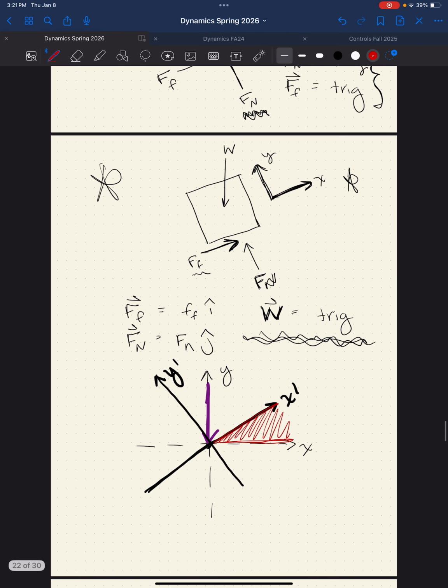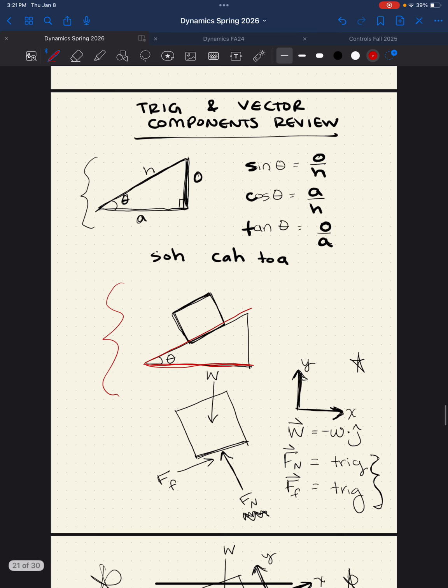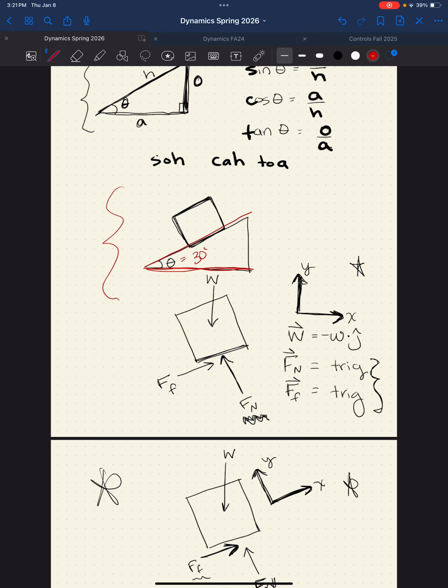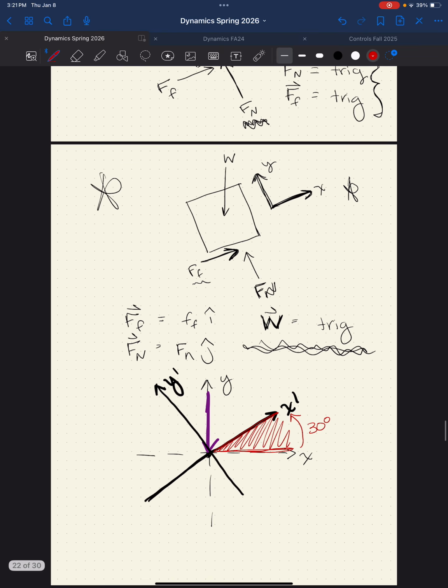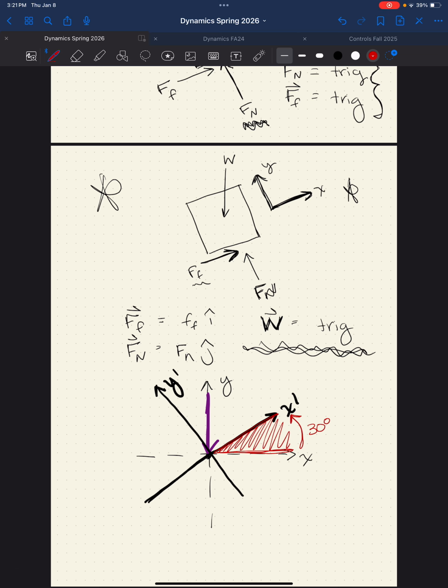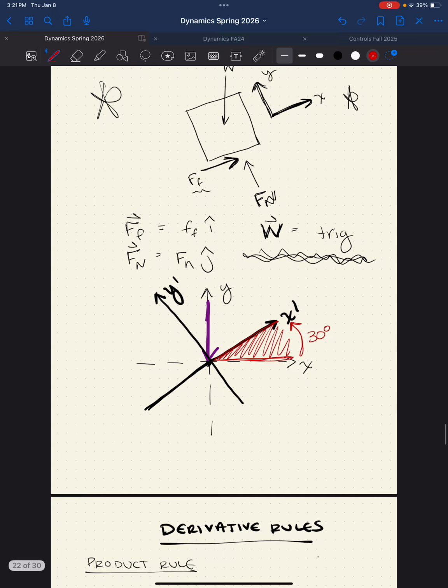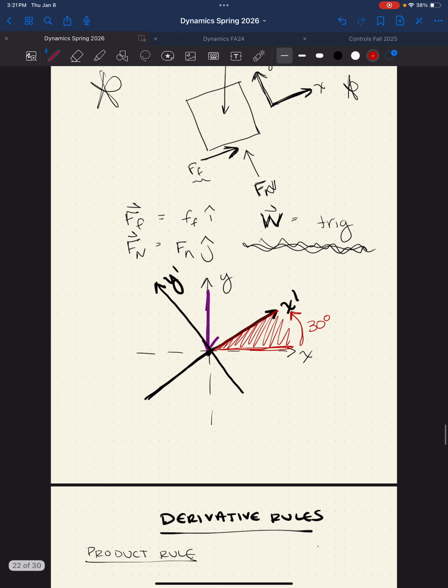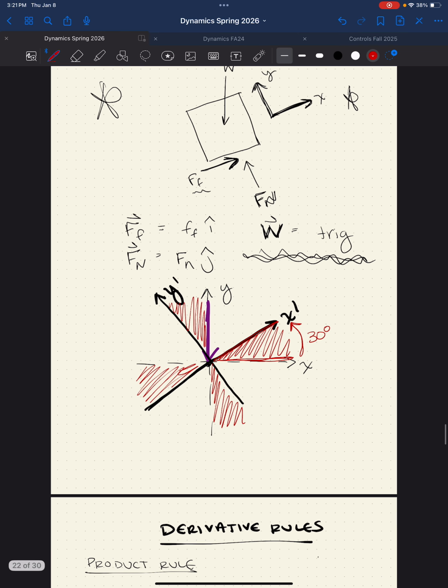That means that this angle is the angle of the inclined plane, which I believe I didn't actually give. Let's call this 30 degrees. Maybe we're at a 30-degree incline. That goes right here, okay? Now, the other thing to keep in mind is that by the nature of the fact that the x component is perpendicular to the y component in these two coordinate systems, every other wedge is that same 30 degrees. Every other wedge. Okay?